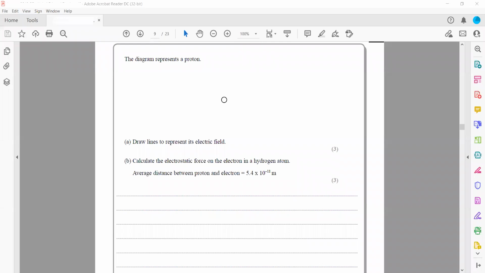In this question, the diagram represents a proton. So here is a proton, and draw the lines to represent the electric field. Because the proton is a positive charge, the direction of the electric field is always the direction of the force experienced by a unit positive charge or a test positive charge. So the direction is always pointing outward.